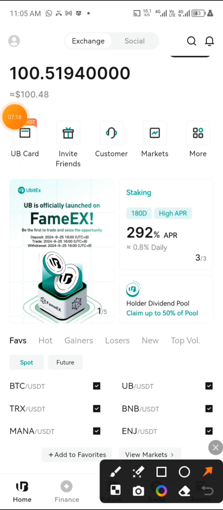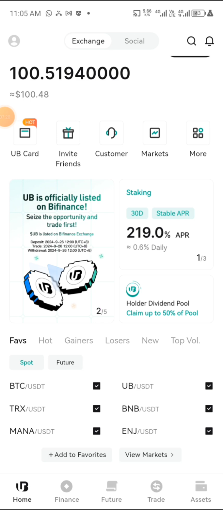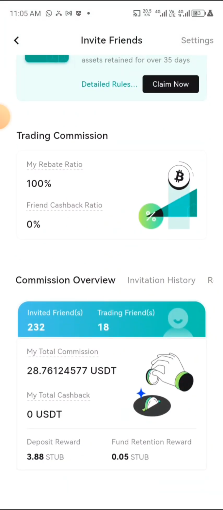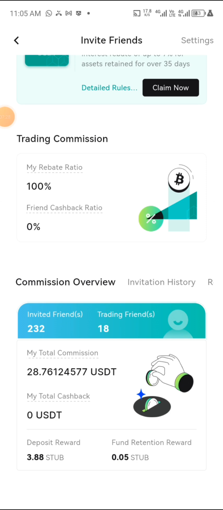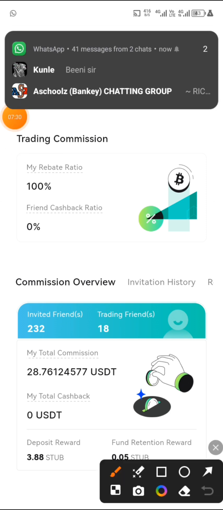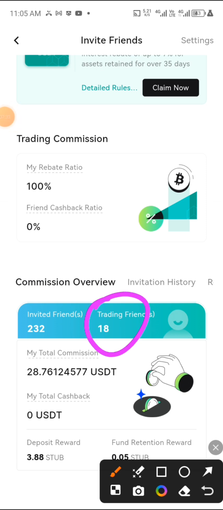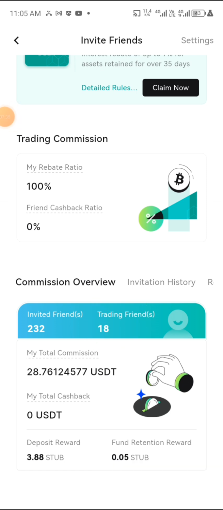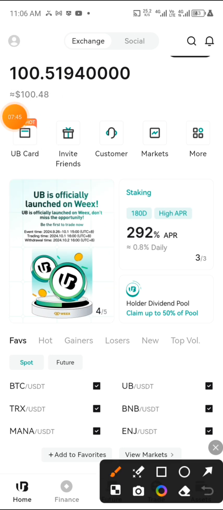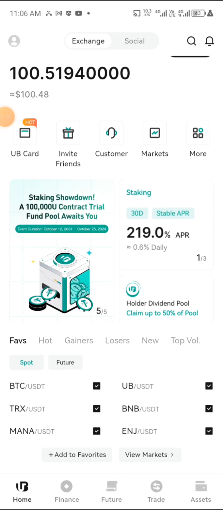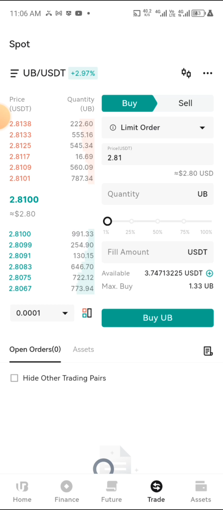So the second one is, on this invite page here, if you look, you see that I made $28 from a trade of 18 people. Just from 18 people trading, I made $28.76. This money you see here, I made it just because people use either this futures, or they use this ordinary trading here.